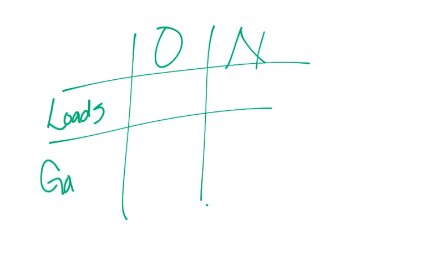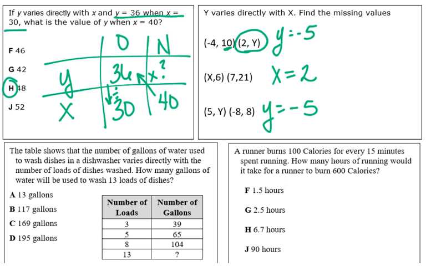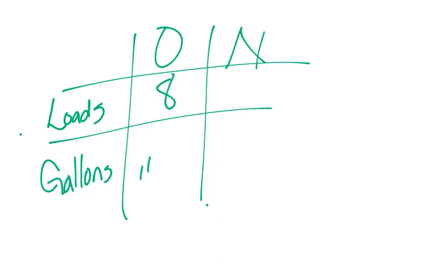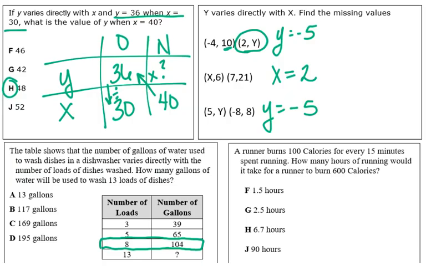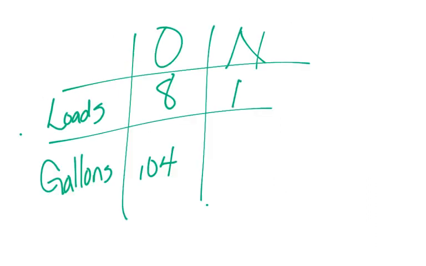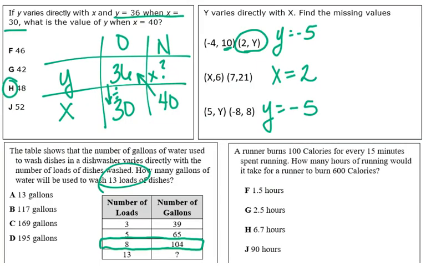And so for your original, you want to pick a set where you've got both numbers. So we're going to pick this one, 8 and 104. So 8 loads, 104 gallons. My question asked me how much water will be used to do 13 loads. And so again, here you would cross multiply and then divide, and you would get an answer of 169.